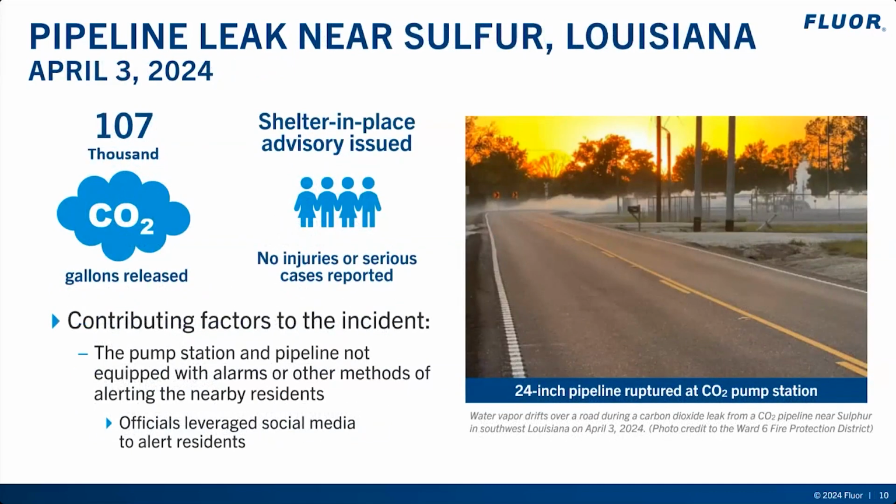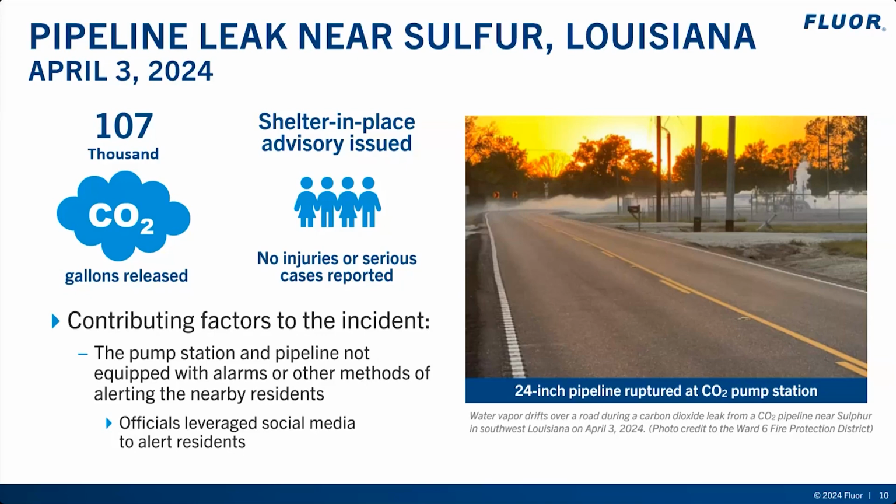The most recent CO2 pipeline leak was near Sulphur, Louisiana on April 3, 2024, which was only a few months ago, and the pipeline is operated by the same company as in the previous incident. The same 24-inch pipeline ruptured at a CO2 pump station near Sulphur in the southwest of Louisiana, releasing about 107,000 gallons of gas. The pump station and pipeline were not equipped with alarms or other methods of alerting the nearby residents, so officials mostly used social media to alert residents nearby.